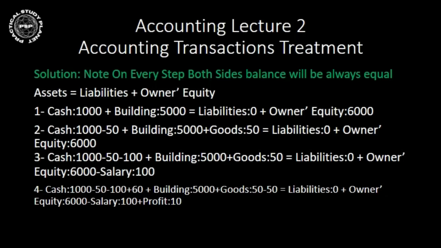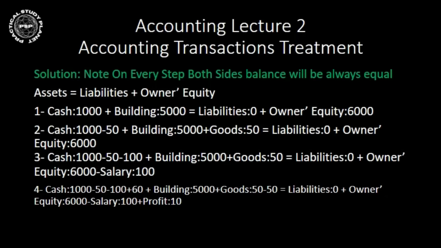In the next transaction, we bought some goods with cash: cash minus 50 and goods plus 50, the remaining things staying the same. Then we paid salary, so cash is minus 100 more, building is the same, goods are the same, and there is no liability taken from any outsider, so it is 0. Owner's equity will be 6,000 minus 100, so the expense is deducted from the capital.